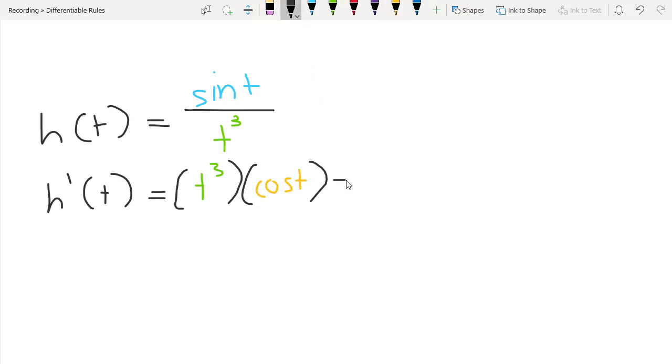And you subtract. And then what you do next is low d high minus high d low. Sine of high, in this case, would be sine of t. And then subtract it again, or take another one. And then it would be low d high minus high d low.